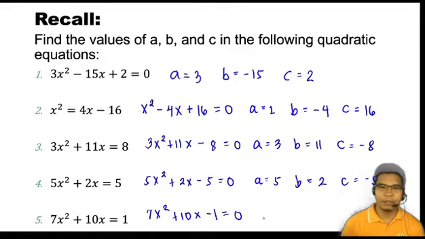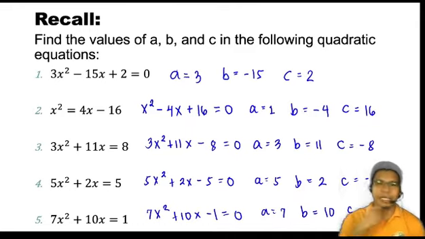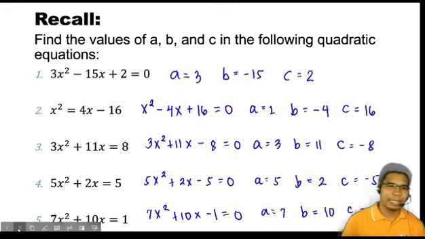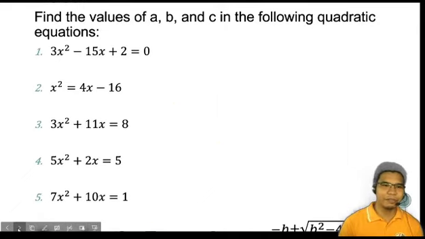And then the values of A, B, and C are the following. So A is equal to positive 7, B is equal to positive 10, and C is equal to negative 1. So this skill is very essential in our solving quadratic equation using the quadratic formula. So we're done with the recall. Let us now proceed with our solving process.